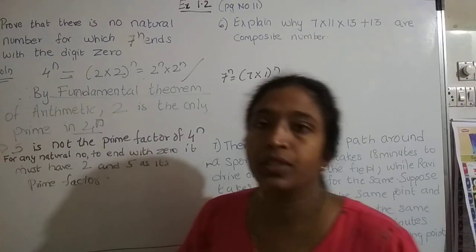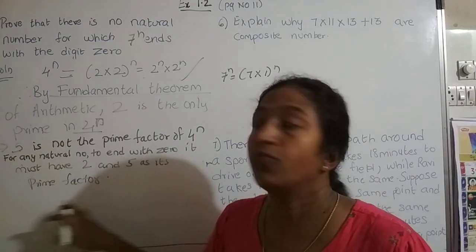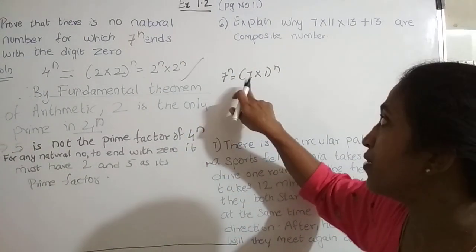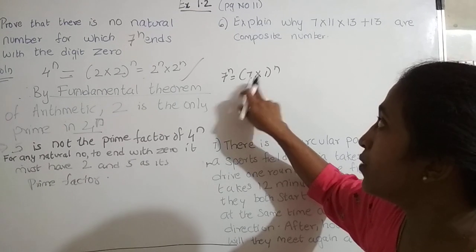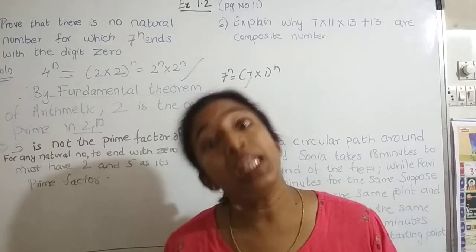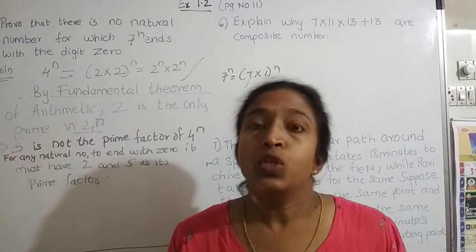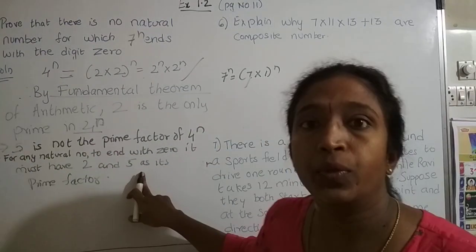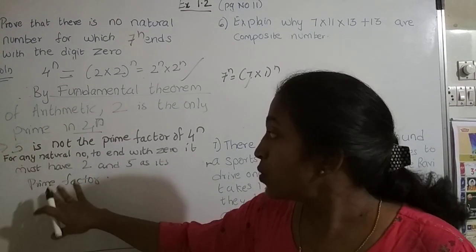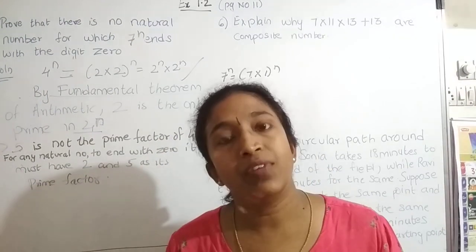Then we are writing the condition that for any natural number to end with 0, it must have 2 and 5 as prime factors. So for this question, 7 raised to n, we can again say by the fundamental theorem of arithmetic that 7 is the only prime in 7 raised to n. Therefore 7 raised to n cannot end with digit 0.